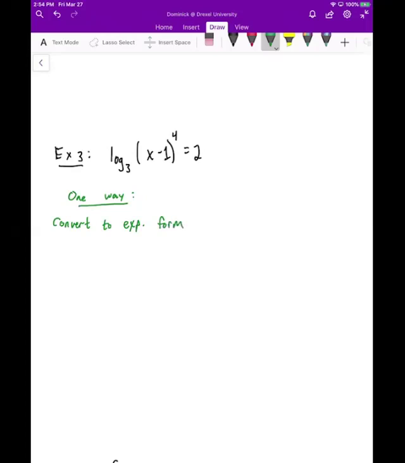Okay, and if we do that, this says that we have 3 squared is equal to x minus 1 to the 4th. All right, now the problem is that this is going to be annoying to FOIL out. You could do it, but it would be annoying to distribute. All right, so we're going to do it a better way.